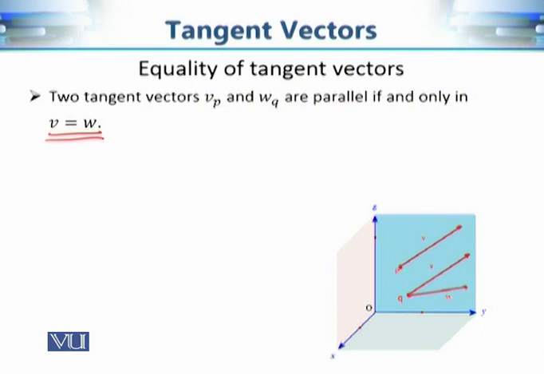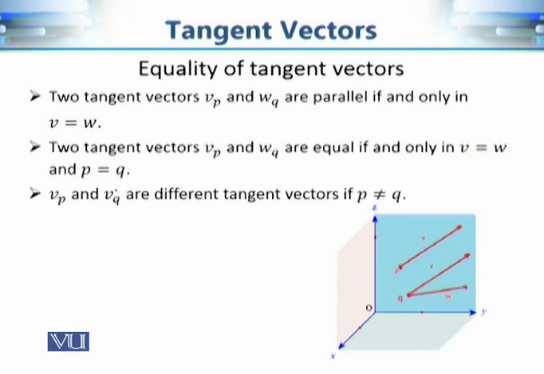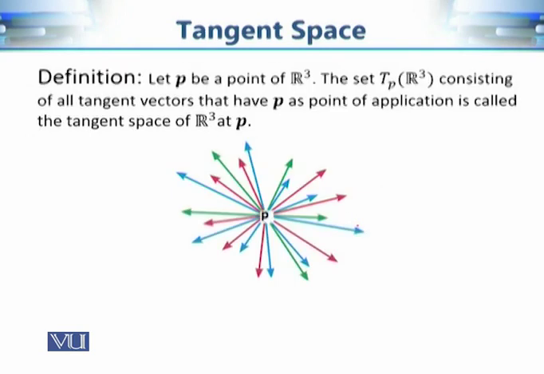So over here we can see that this Vp vector is parallel to this Vq vector but they are not equal, of course, because their point of application is different. And two tangent vectors are equal if and only if their vector parts are equal and their points of application are equal. And of course, the vectors are different if their points of application are different. Now we have three quantities involved for a vector: the magnitude, the direction, and the point of application.